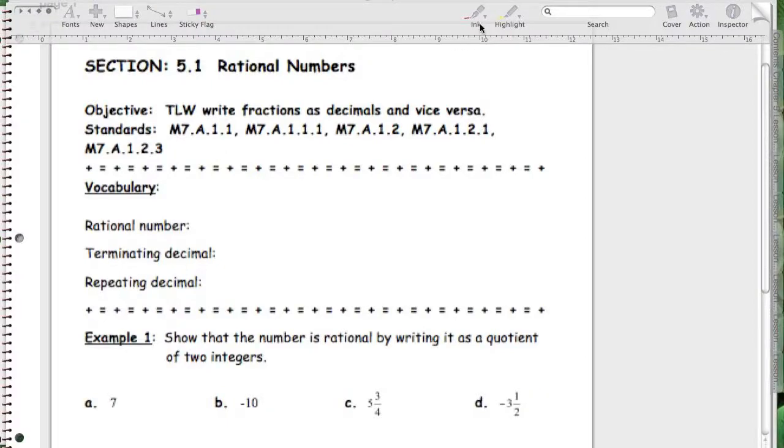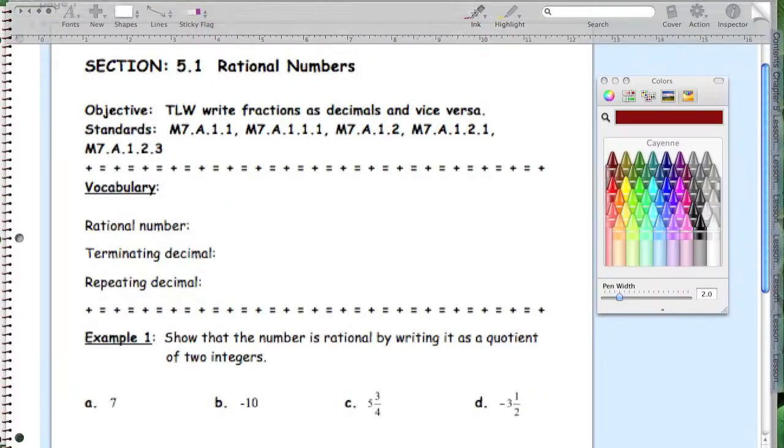Okay, 5.1 rational numbers. A rational number is any number that can be written as a fraction. So we'll take a look down here what that is. A terminating decimal is a decimal that ends, so something like 0.123. And a repeating decimal is something that repeats. So 0.3 repeating would be written like that, or 0.45 repeating would represent 45, 45, 45, and that's the pattern that repeats. Whereas 0.3 repeating was just 0.3333 on down the line.